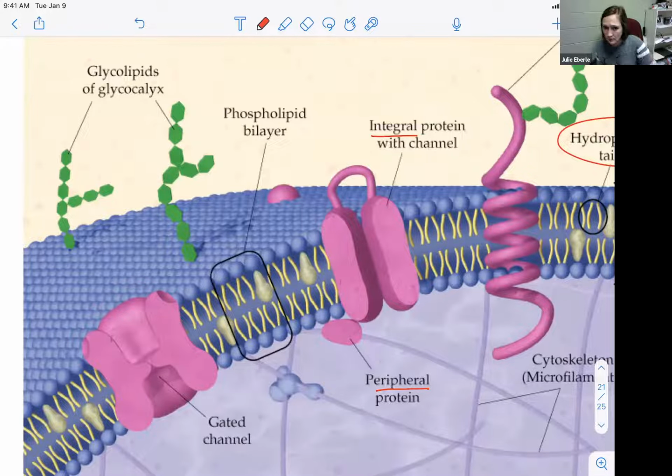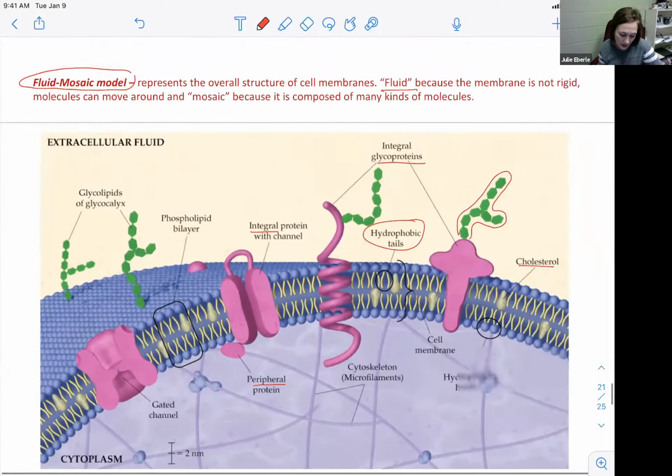Are we going to need to remember this picture? That would be a very good thing. I think this helps, clearly it's a good visual for you to see how things fit together and remind you of all the functions of things. I would definitely know this picture.